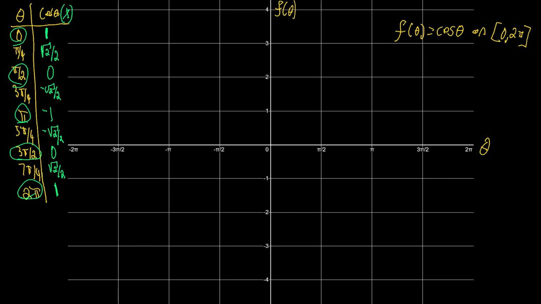So now on this, where this is the theta axis and this is the f of theta axis, I keep mentioning it because it's important, we're going to actually plot all of these points. So let's plot all these points. At 0, we're at 1. So we start up here for cosine, apparently, and then we go down. So root 2 over 2 is about right here. Negative root 2 over 2 is about right here. So root 2 over 2.